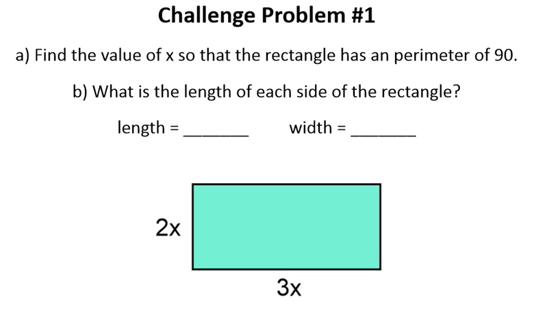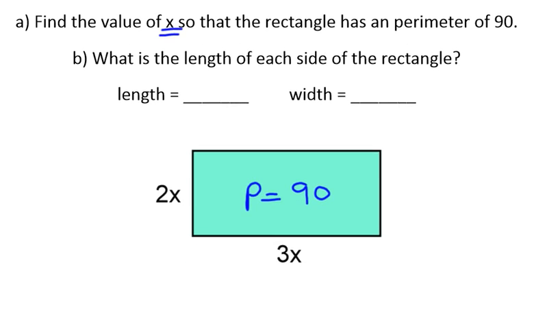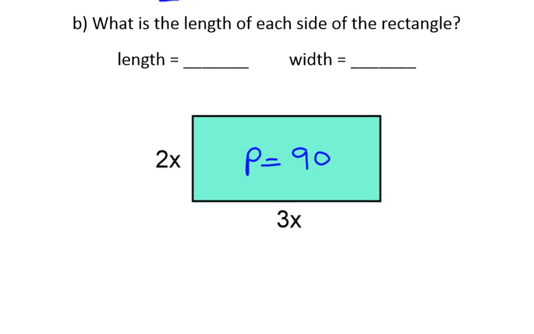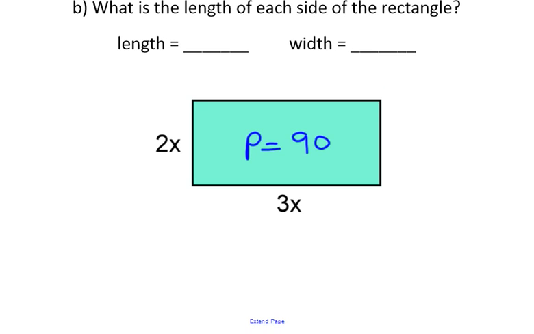Okay, so this is technically the end of the lesson, but I do have 2 challenge problems that are mandatory. Okay, so we need to find the value of x so that the rectangle has a perimeter of 90. So I'm going to write perimeter equals 90. Now, we did shapes when we did expressions, but we didn't have an equal sign with it. We just did combining like terms. But now we're going to do combining like terms, and we need to solve for x.